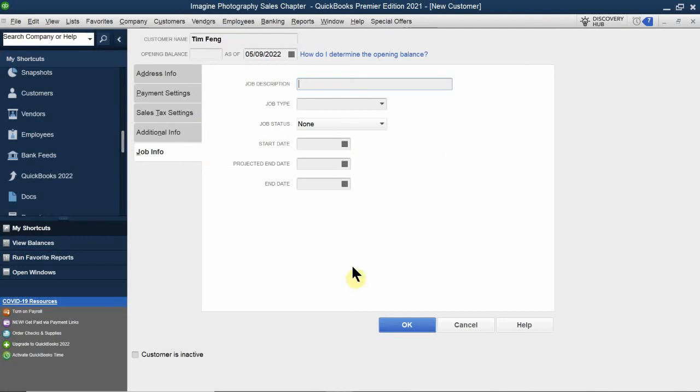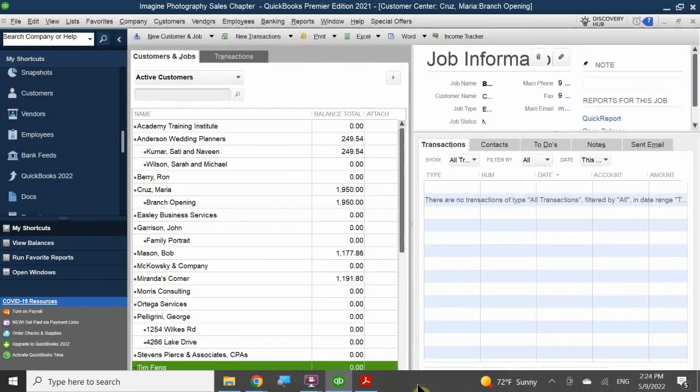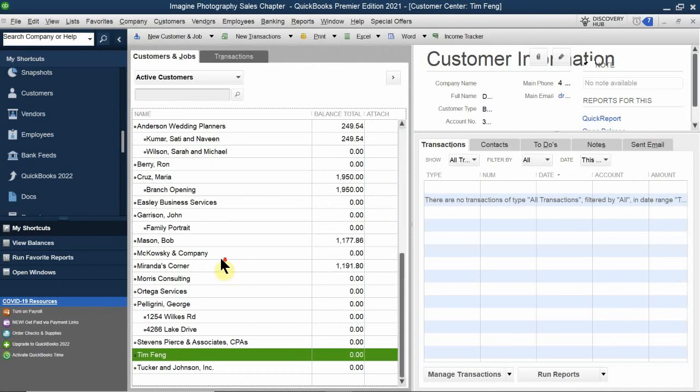Okay, so once everything looks good, I can go ahead and click OK. Now notice this, right when I added in here, Tim S. Fang is all the way at the bottom here, but let's take a look. Ron Berry, or in this case Bob Mason, last name goes first. So that means I need to change this so it looks uniform to everybody else on the list.